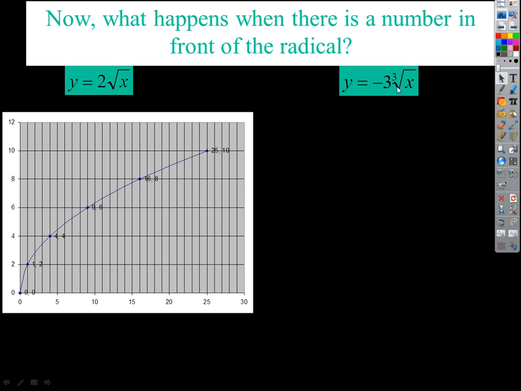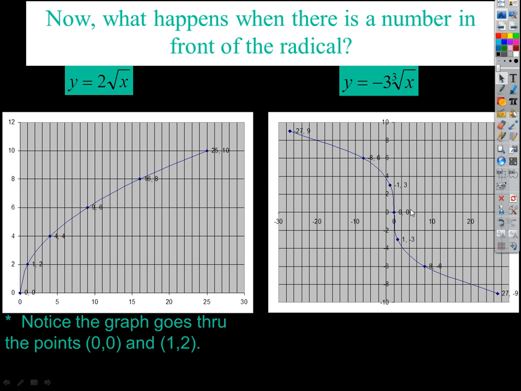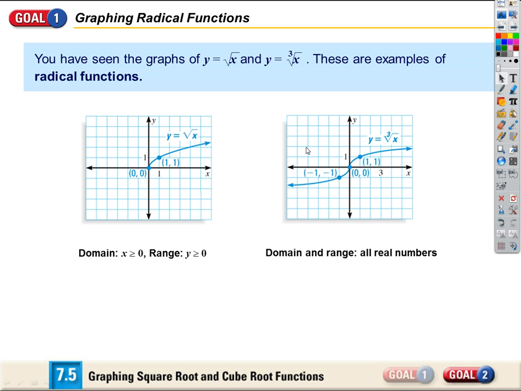What's this going to do when I multiply a cube root by negative 3? Well, it's going to do two things. First of all, it's going to stretch it vertically by a factor of 3. So whereas with my parent function, when I put in a positive 1, I get back a positive 1 because the cube root of 1 is 1.